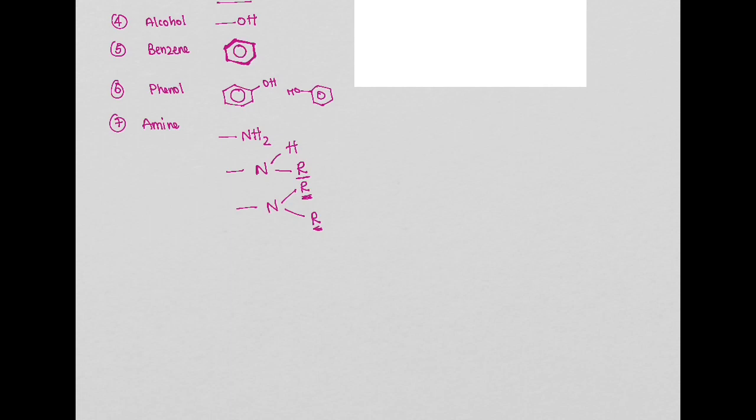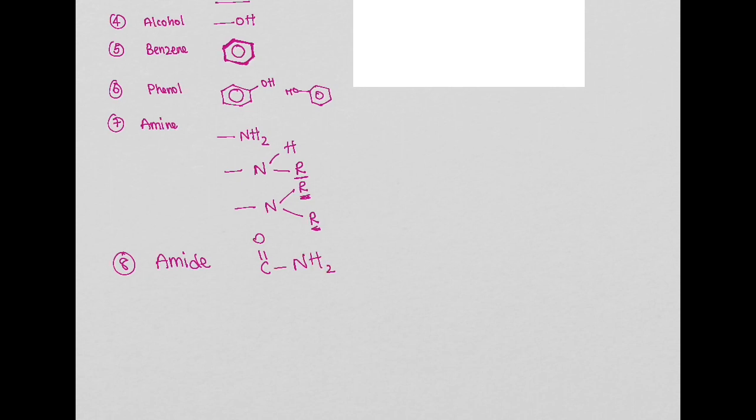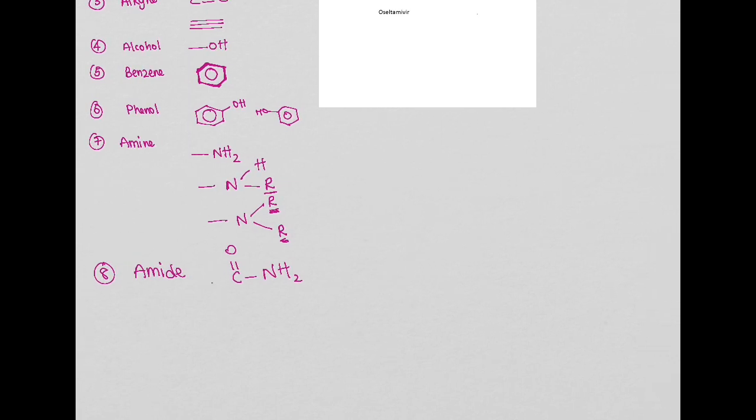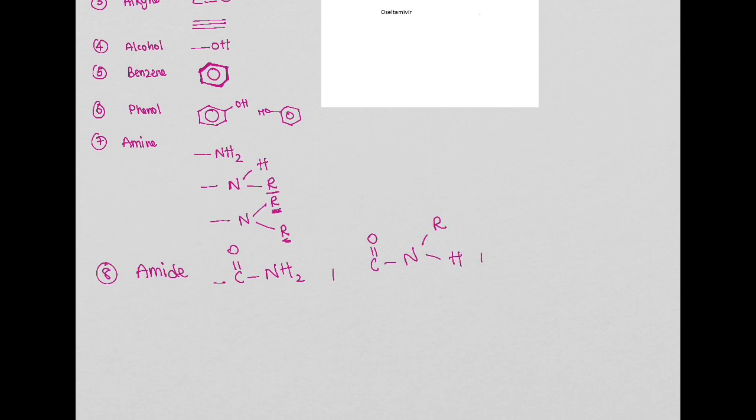Then you have amides. Amide is when you have CO and then NH2. You could also have CO, N, and then it's bonded to one alkyl chain, or CO and then nitrogen bonded to two alkyl chains. As long as you have the CON here, this is called amide.